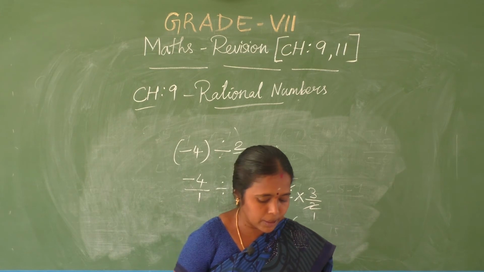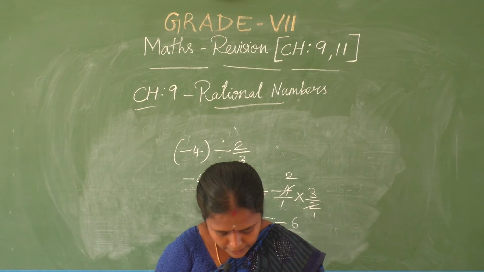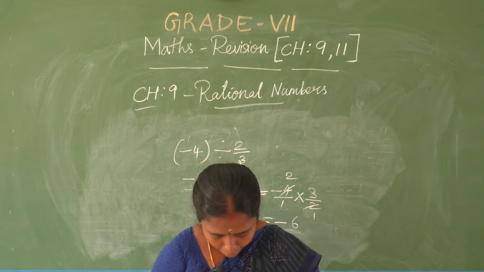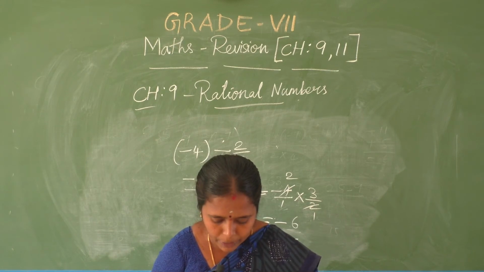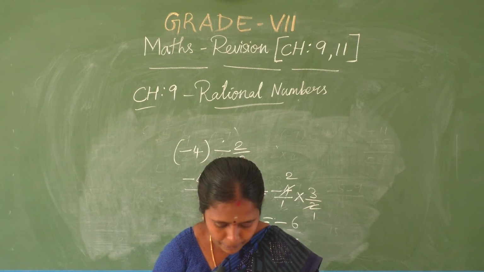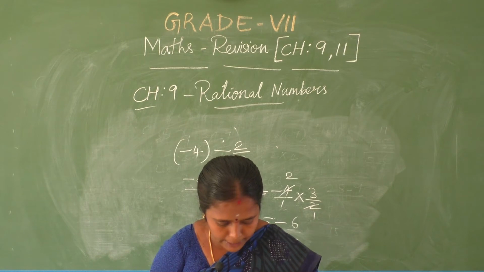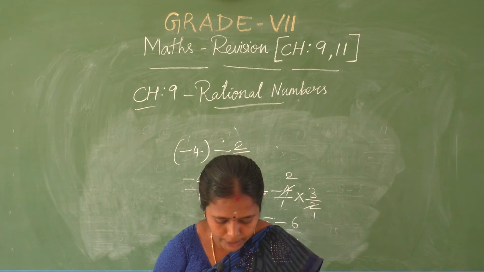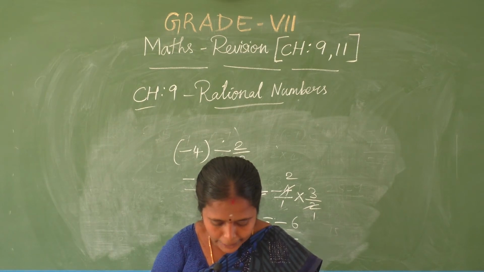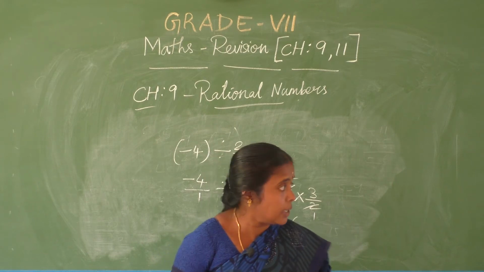See the next chapter, the 11th one. What is that 11th chapter? Perimeter and area. What are the topics you have seen in the previous classes? Actually, what are perimeter and area? Perimeter is nothing but the sum of all the sides. That means the boundary length of the object. Simply, sum of all the sides.